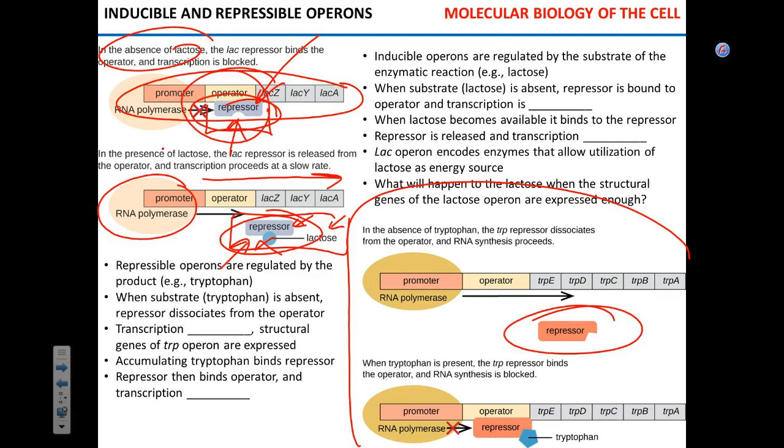And when these genes are expressed, what's going to happen to the tryptophan levels? These genes that are needed for tryptophan synthesis. Tryptophan levels are going to increase, yeah, because these proteins, these gene products, are going to start making tryptophan. Does that make sense?